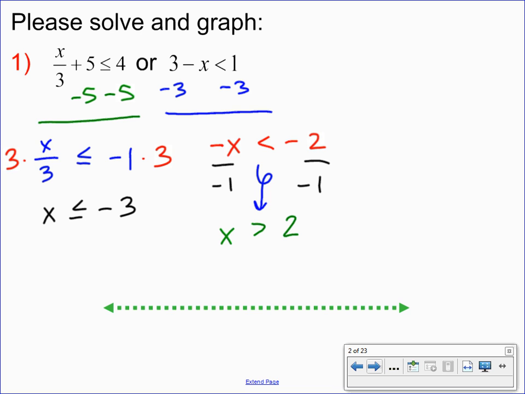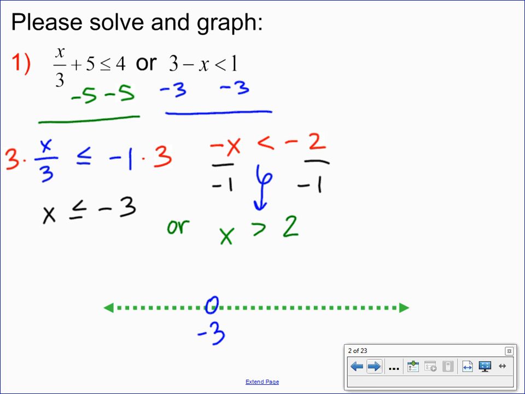All right, let's put it all together. My solutions: x is less than or equal to negative 3 or x is greater than positive 2. So how do we make our graph? We'll go to our number line. We'll find our boundary number, in this case negative 3.